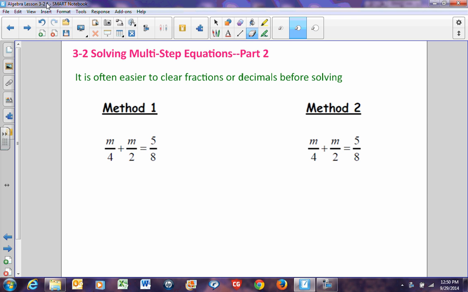One of the ways that you can do that is you can clear fractions or decimals before you solve. There are 2 methods for solving equations when you want to clear the fractions, and there's 1 method for solving equations when you want to clear the decimal. Let's take a look at the fractions first. The first method for clearing an equation of fractions is to get a common denominator.